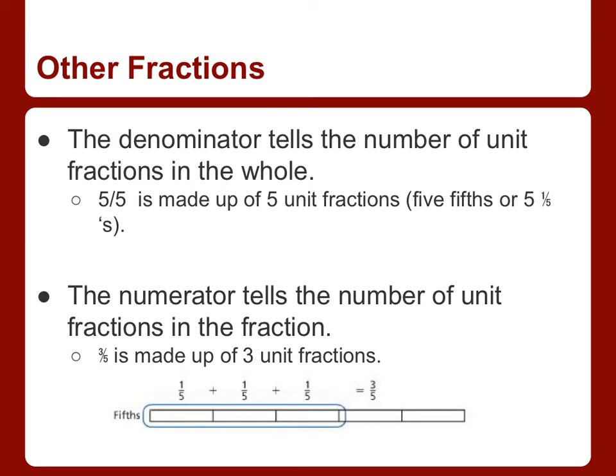The denominator tells the number of unit fractions in the whole. 5/5 is made up of 5 unit fractions, 5 times 1/5. The numerator tells the number of unit fractions in the fraction. 3/5 is made up of 3 unit fractions.